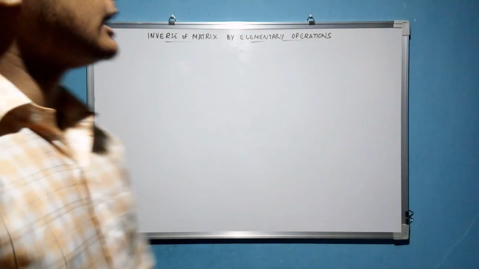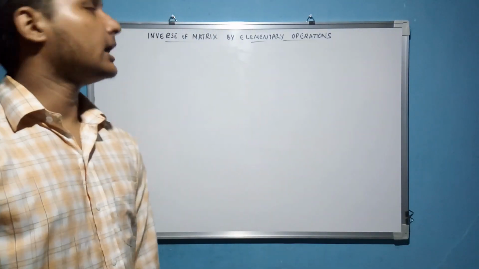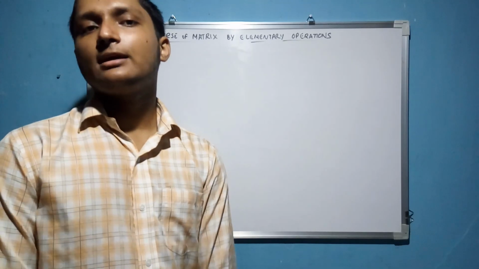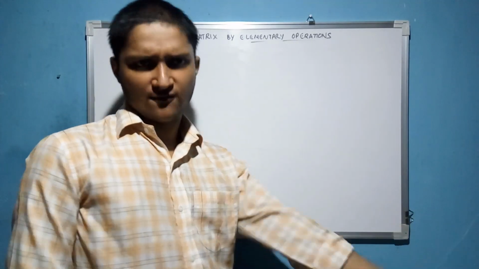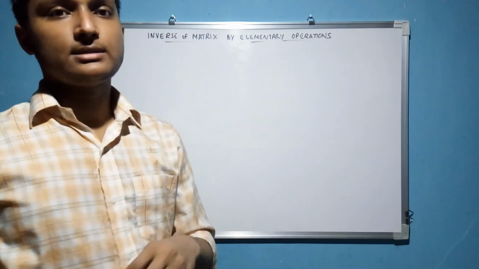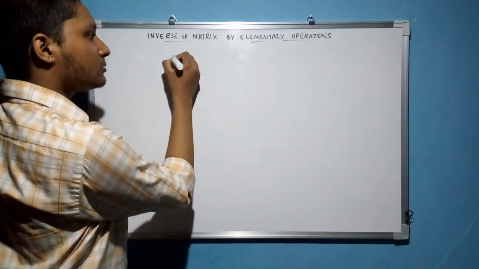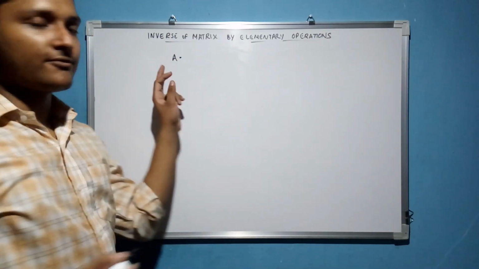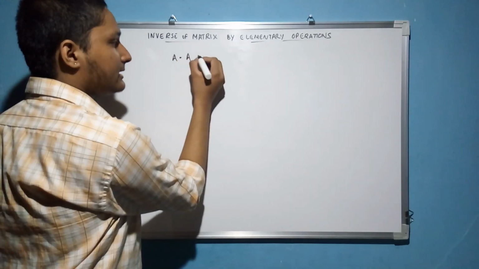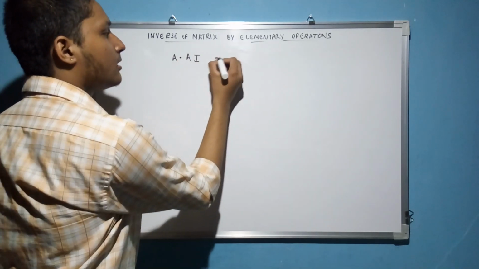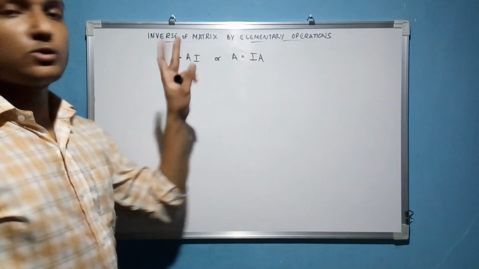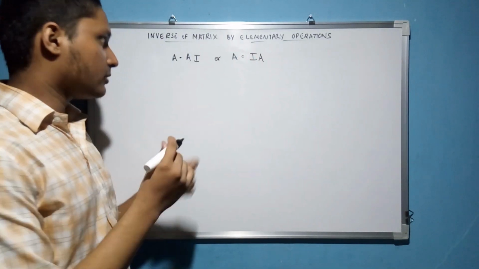Okay, now we are going to learn how to find the inverse of a matrix by elementary operations. First of all, we know that only square matrices may have inverses. So first of all, we think about what A is. I need to find the inverse of A using some method. For that, I need to take A is equal to AI or A is equal to IA. Okay, these two are different. They are not the same. Don't think that they are going to be the same.